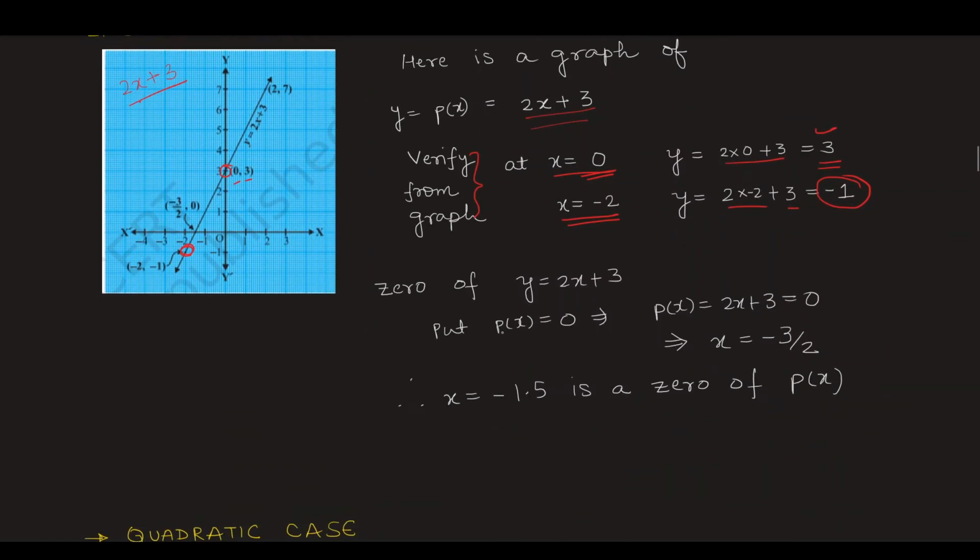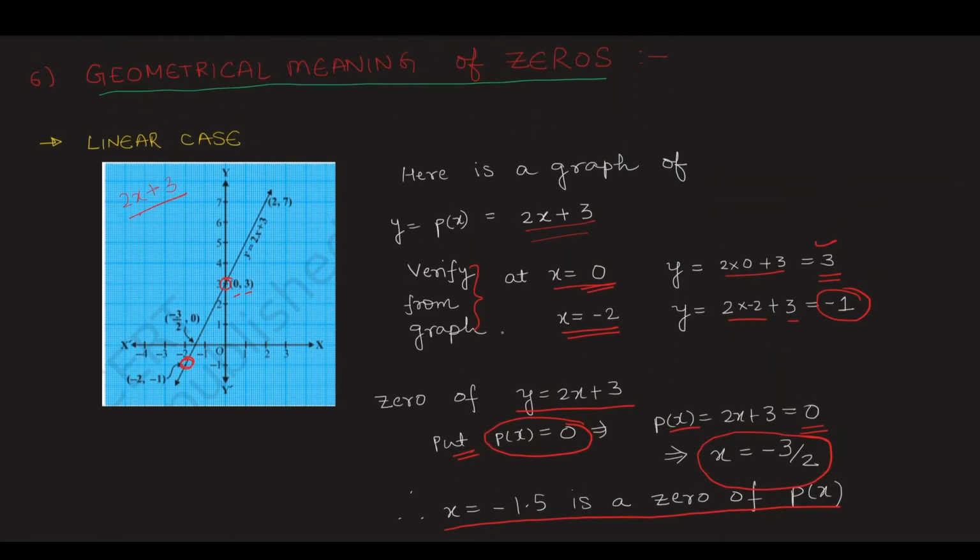Now we move on to finding its zero. y is equal to 2x plus 3. To find the zero, put p of x is equal to 0. Then p of x, 2x plus 3, is equal to 0. We get x is equal to minus 3 by 2. So x is equal to minus 1.5 is a zero of this p of x. We can verify it in the graph. Where is x is equal to minus 1.5? It is here.